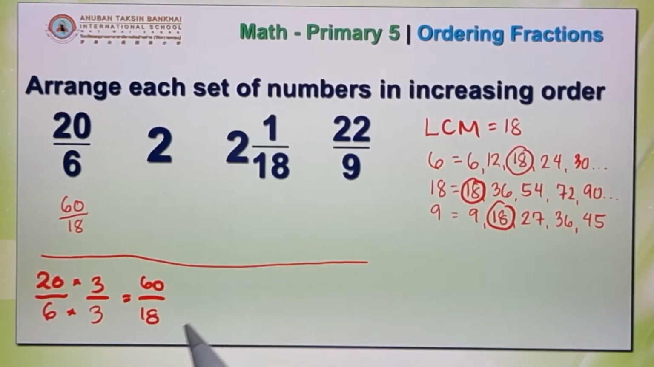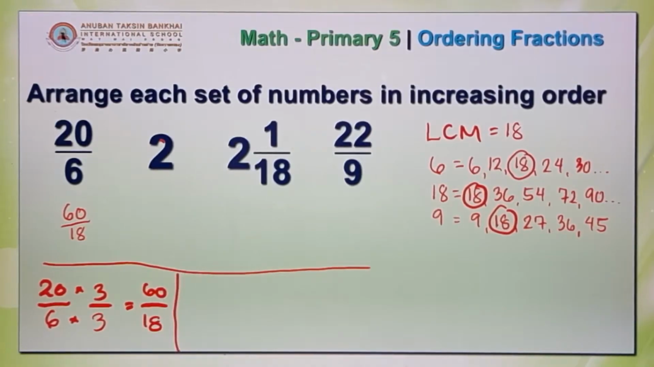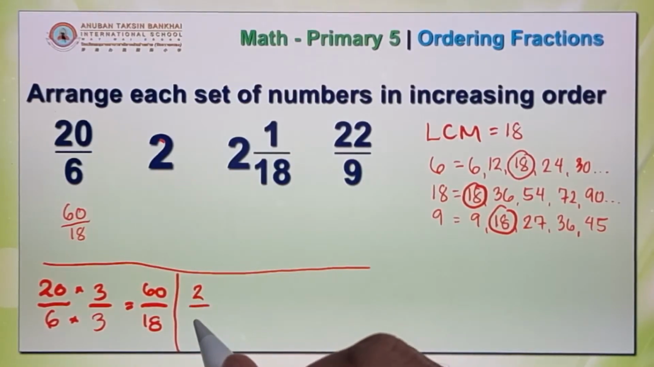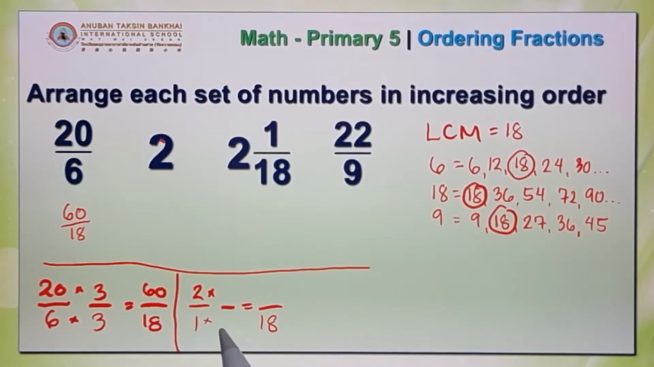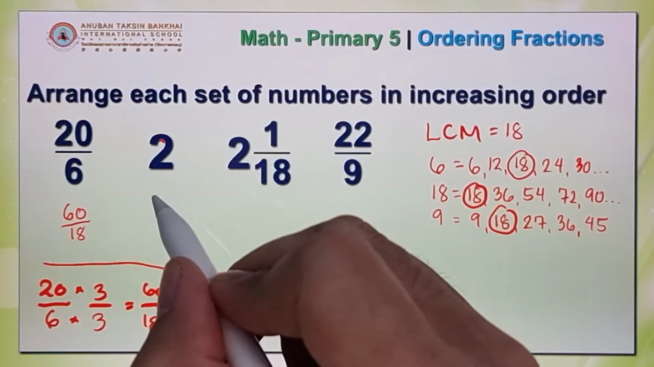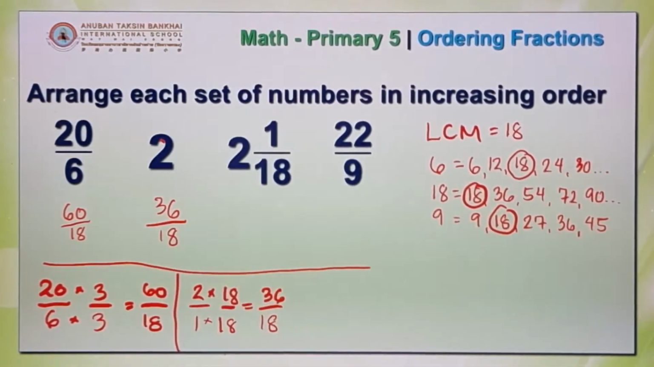Okay, next, we have here a whole number, which is 2. A whole number has an automatic denominator of 1. So 2 over 1 is the same as 2. Since our denominator is 1, we multiply it by what number to make it 18? Of course, we multiply it by 18. So 2 times 18, we have 36. So 2 is equal to 36 over 18.